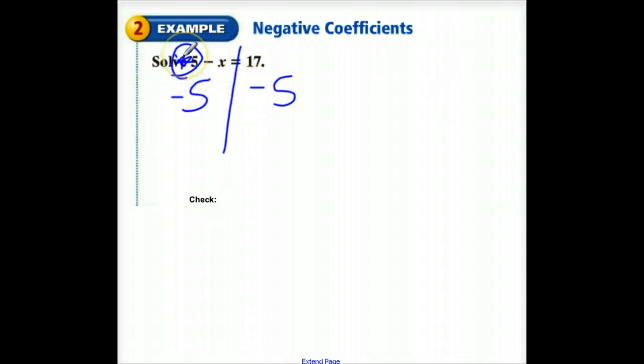When I do that, my 5's are eliminated. Now, don't forget, you're not left with just x. If you look back in your equation, I'm left with a negative x equals negative 5.